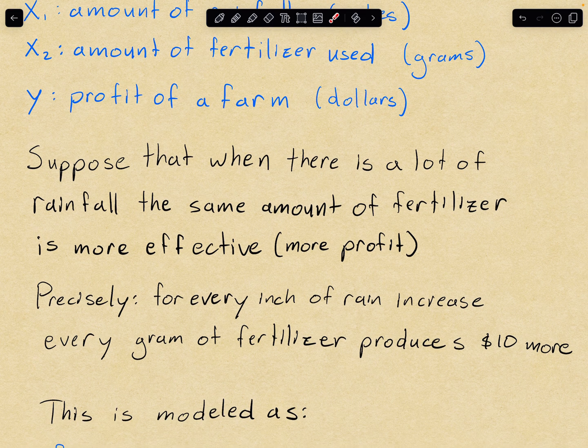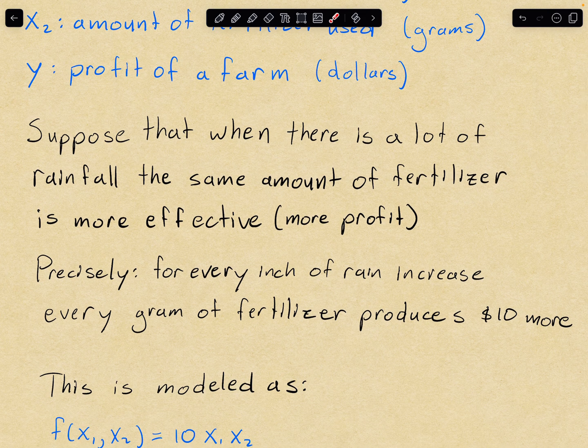More precisely, I want to give you a mathematical relationship: for every inch that rainfall increases, every gram of fertilizer produces $10 more. That should also be reasonable. This is just putting the above claim into mathematical terms. When rain increases, every gram of fertilizer you already applied produces $10 more of profit.